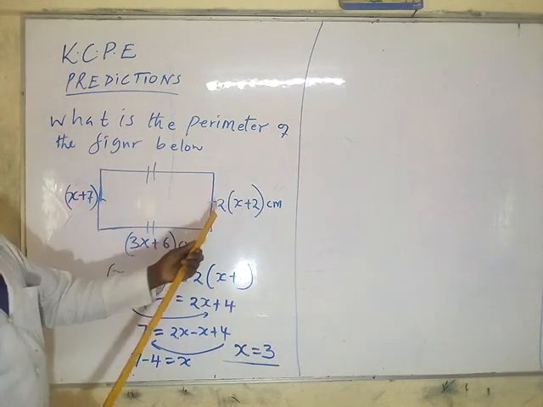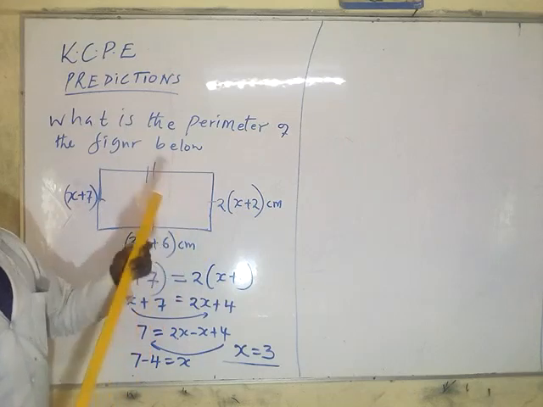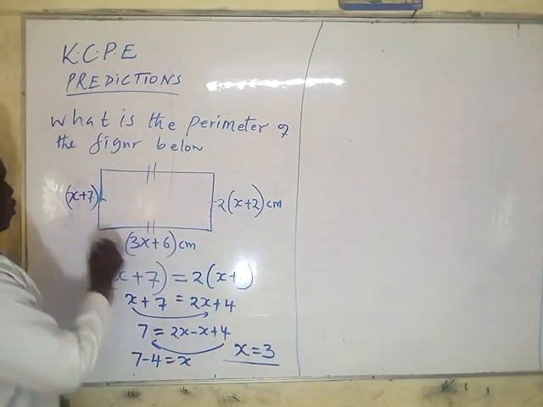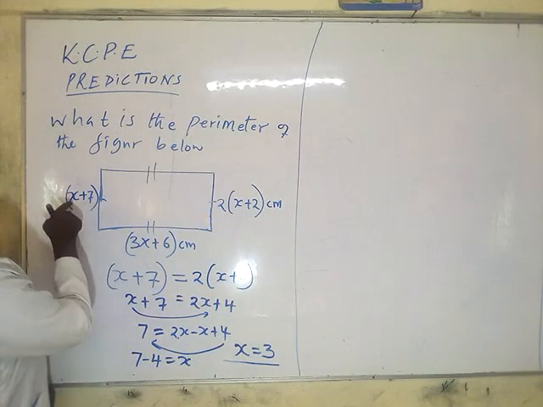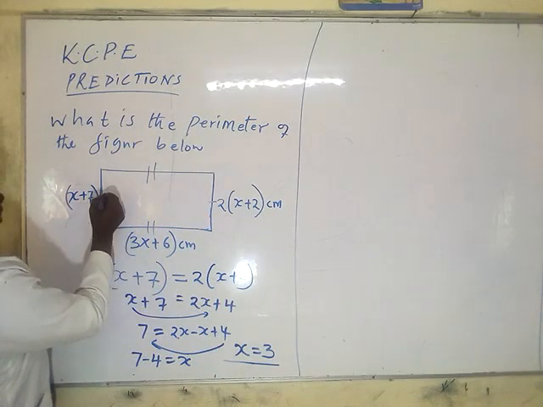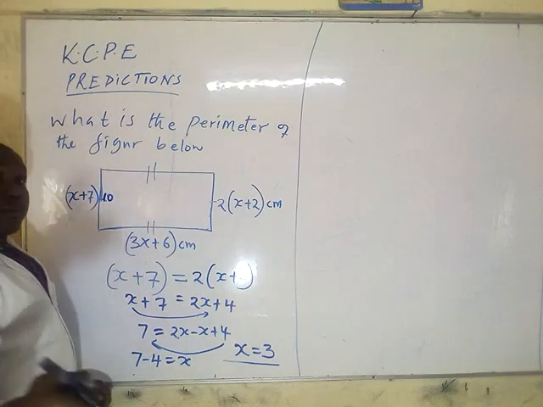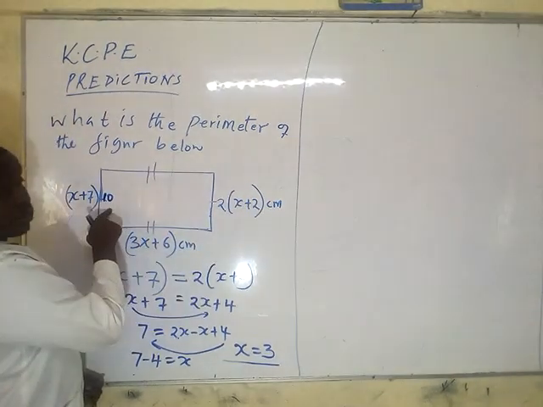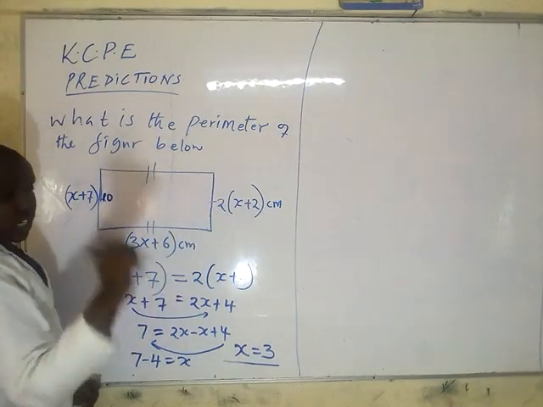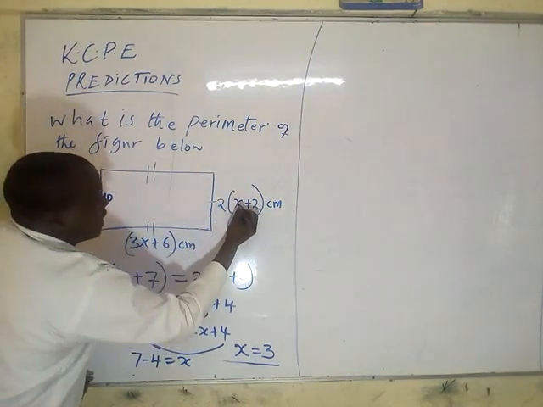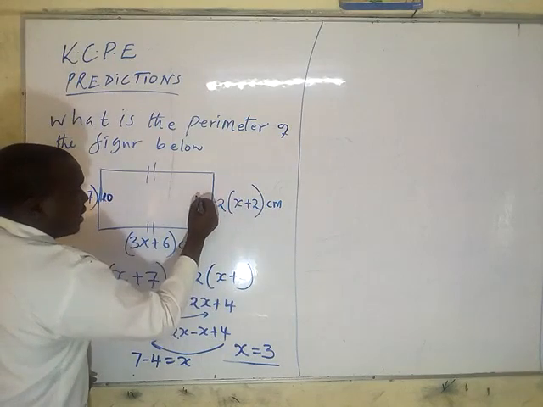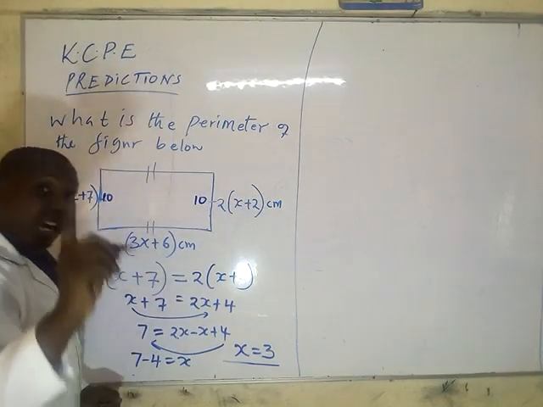Kwa hivyo unarudi hapa, una substitute mahali kuna x, unaweka the value tumepata. Here now, instead of x, you put 3. So x, 3 plus 7, the answer is 10. Ukitaka kujua kama uko right ama wrong, hapa tukiongeza lazima ikuwe 10, kwa sababu hapa na hapa inatoshana. So hapa ni 3. 3 plus 2, 5. 5 times 2, 10. Inamaanisha the value of x iko sawa, iko correct.